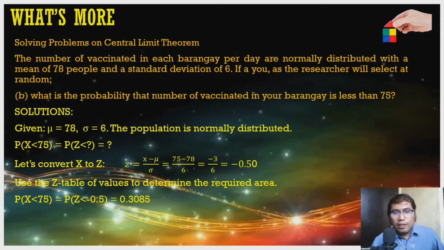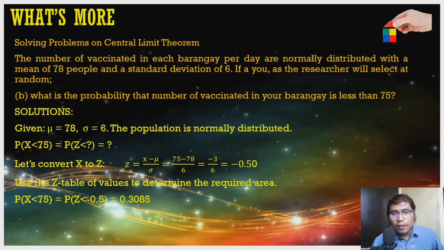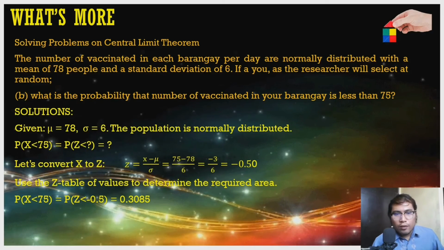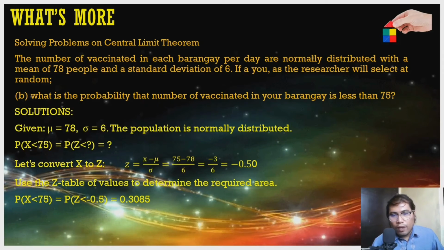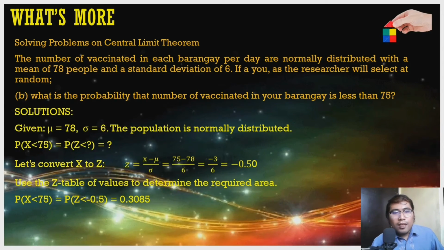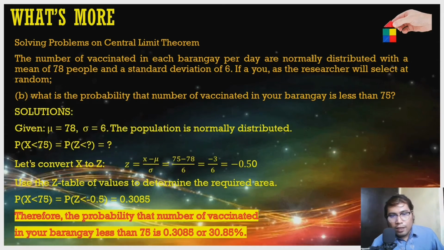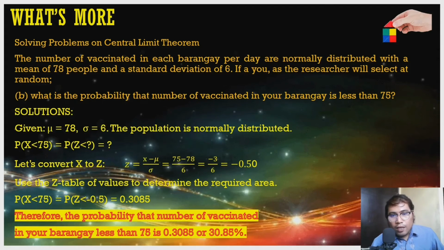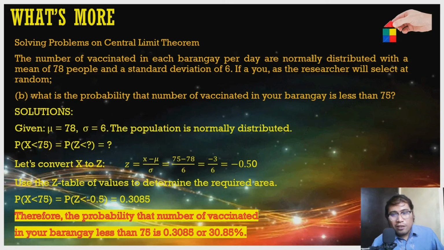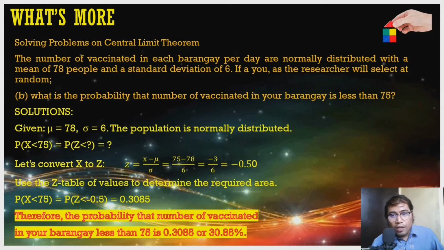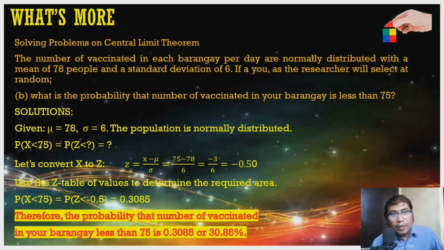So after getting the area using the table, we can say that the probability of x less than 75 is also equivalent to the probability of z less than negative 0.5, wherein the value for negative 0.5 is equal to 0.3085. Therefore, the probability that the number of vaccinated in your barangay is less than 75 is 0.3085 or 30.85%. So it's lesser than the previous probability that we got at letter A, so it would be less likely to happen.